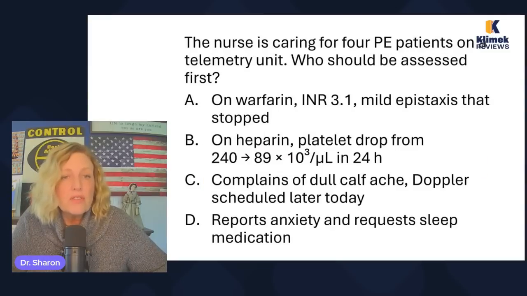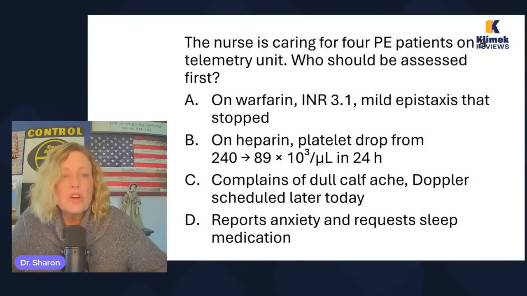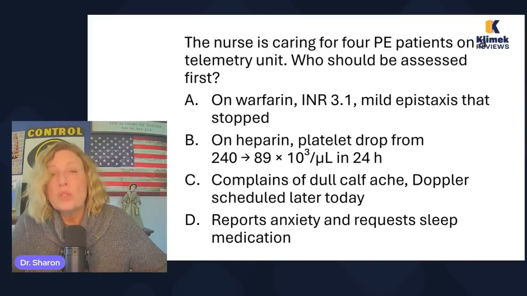The nurse is caring for 4 PE patients on a telemetry unit. Who should be assessed first? A: On warfarin, INR 3.1, mild bleeding that stopped. B: On heparin, platelet drop from 240 to 89. C: Complains of dull calf ache, Doppler scheduled later today. D: Reports anxiety and requests sleep medication. So it says who would be assessed first. Really what it's saying is who has the most unexpected findings, or who is most unstable.